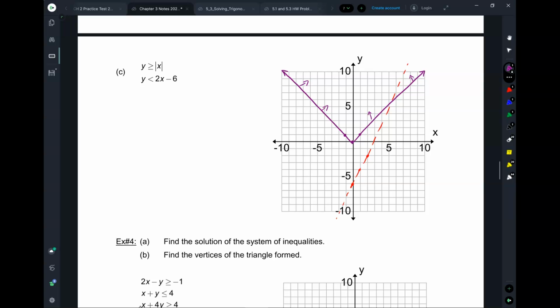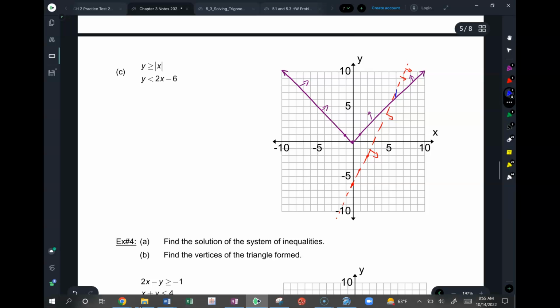When it doesn't overlap, can we still shade? Yeah, but make sure when it doesn't overlap at all and it's no solution, after you're done with all the shading, you have to state no solution. Okay, next we have a system of 3.